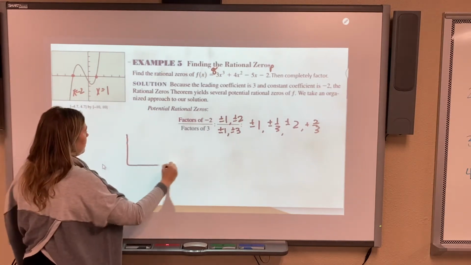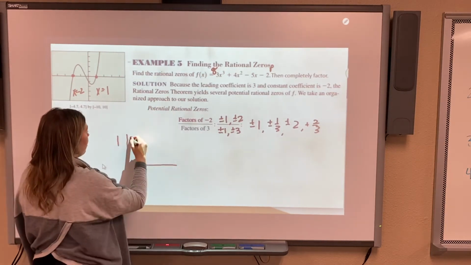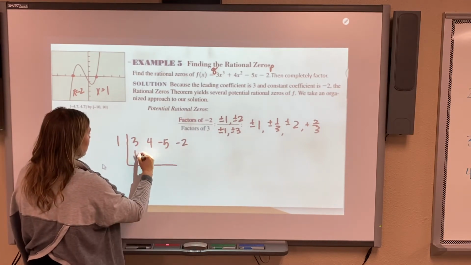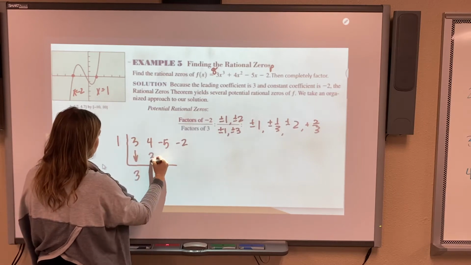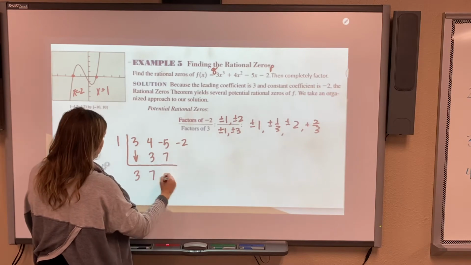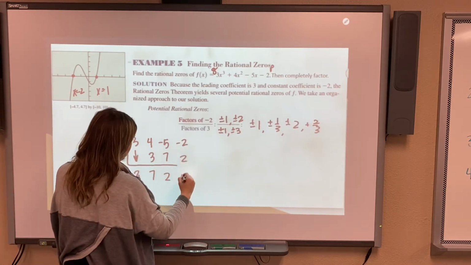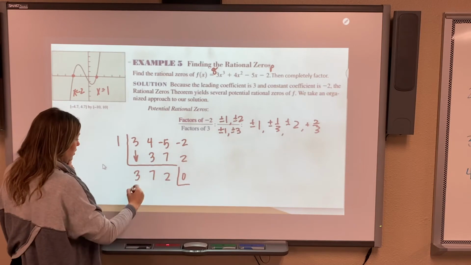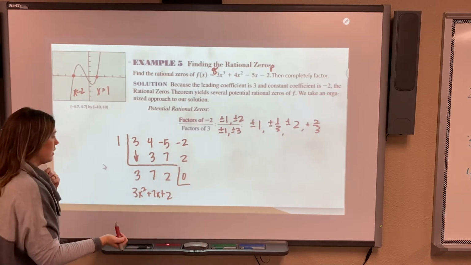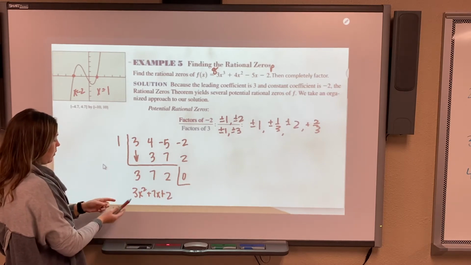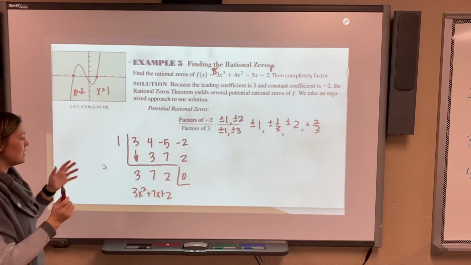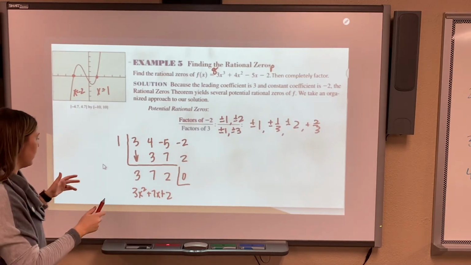So I'm going to synthetically divide by that 1. Okay, so we have our 3, we have our 4, we have our -5, and we have our -2. So we bring down the 3. 1 times 3 is 3, 4 plus 3 is 7, 1 times 7 is 7, -5 plus 7 is 2, 1 times 2 is 2, -2 plus 2 is 0. Okay, that's a remainder of 0, so this would be 3x squared plus 7x plus 2. And now we can do it again with this -2, but I'm going to show you both ways that we can do it.